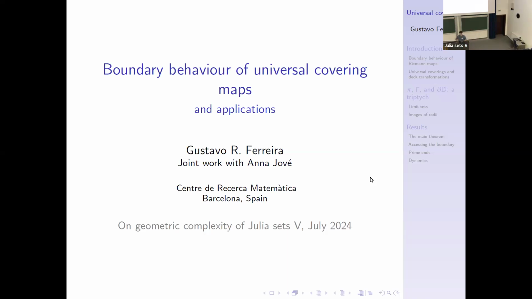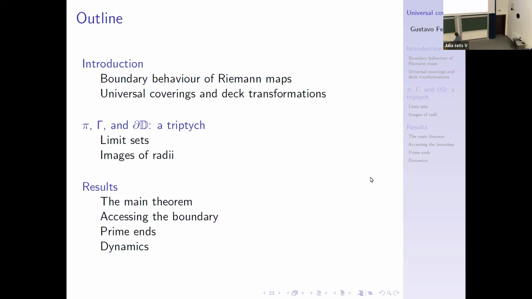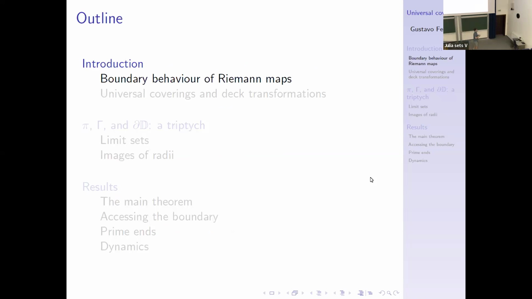We were interested in studying multiply connected Fatou components and understanding the boundary dynamics. But that led us to try and understand the boundary behavior of the universal coverings of such domains. That got away from us, and that's what I'm going to talk about here. First, we're going to talk a bit about what's known for Riemann maps. These are the results that we will try to generalize over the course of this talk.